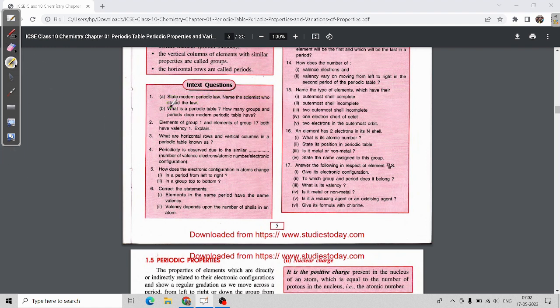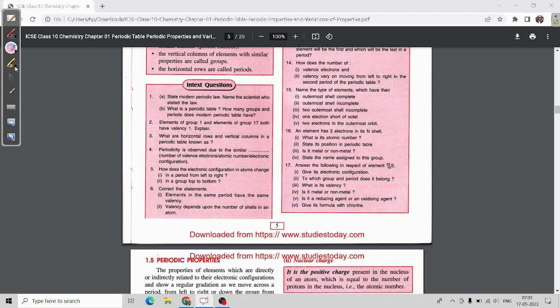Okay, and what is the periodic table? How many groups and periods does the modern periodic table have? The periodic table is a collection of elements. And the modern periodic table has 7 periods and 18 groups.